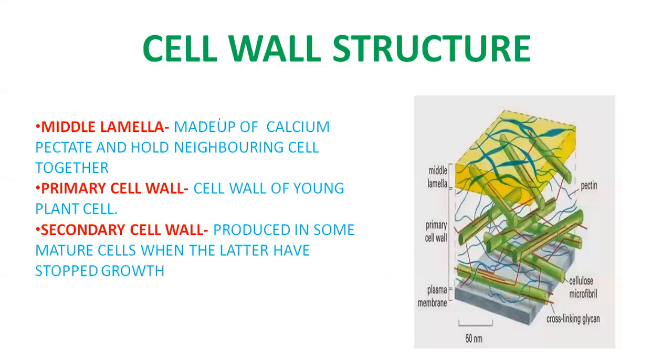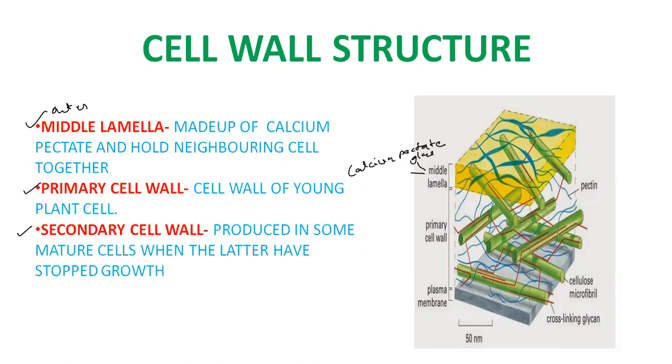So we will see the plant cell wall structure. Plant cell wall is made up of three layers: outer middle lamella, then primary cell wall and secondary cell wall. Outer middle lamella works like glue. It holds the neighboring cells together. It is made up of calcium pectate.